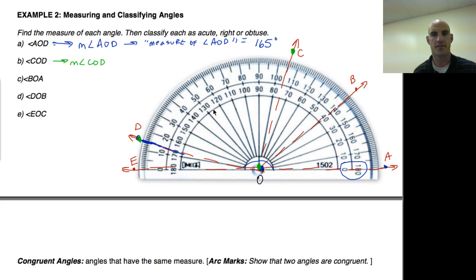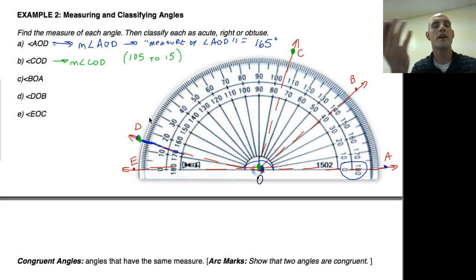Well, let's see if it makes a difference. COD starts at between 100 and 110, so it's going to be from 105 to, and if we go out, we'll use the top scale, to between 10 and 20. So this is going to be 15. So it goes from 105 to 15.